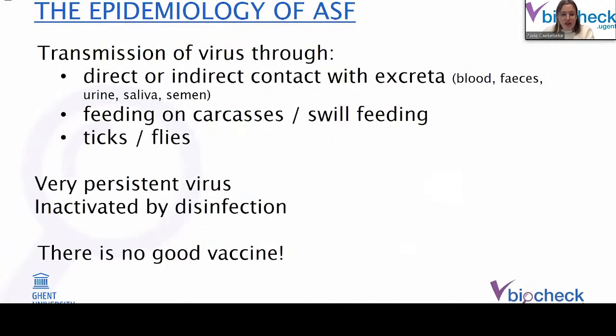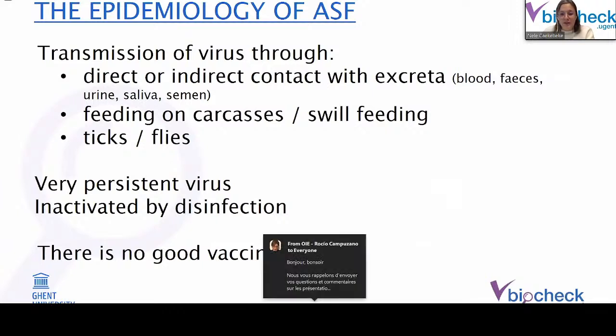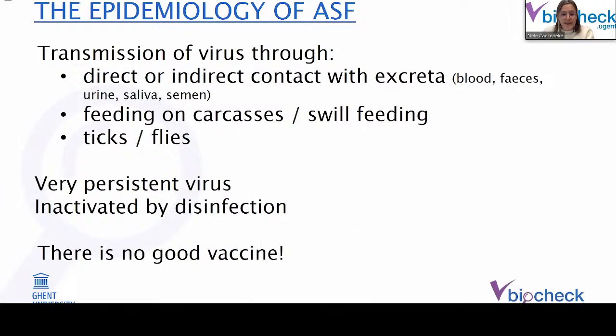As mentioned, the easiest way of transmission is through direct contact with excreta from different pig species. It can be blood, feces, saliva, and so on, but also, of course, direct contact with infected animals. But we also have to think about indirect contacts, meaning that the virus will not spread directly from one animal to another, but maybe a vehicle, equipment, clothing, and so on can be a secondary step.